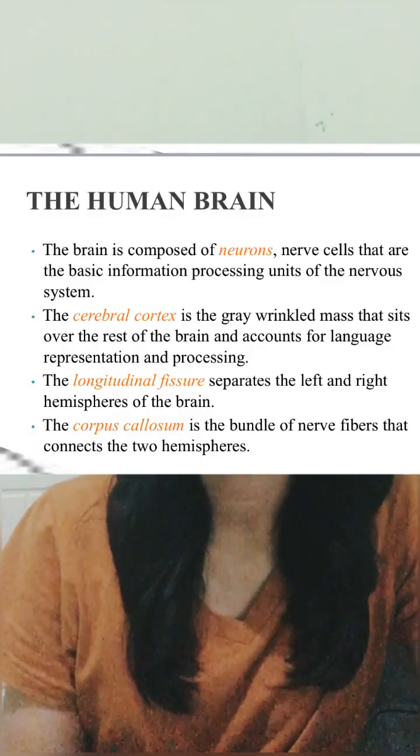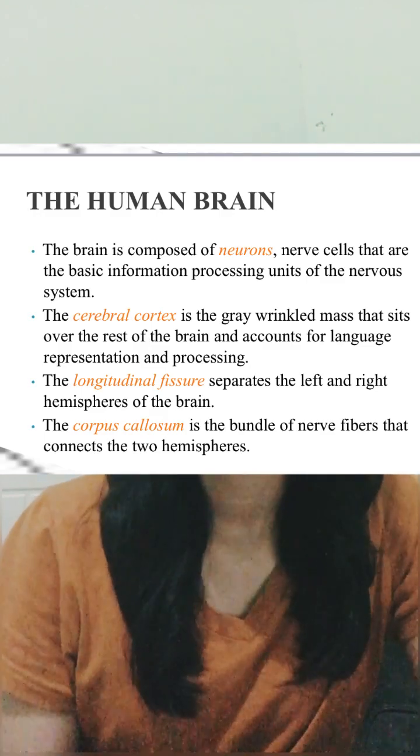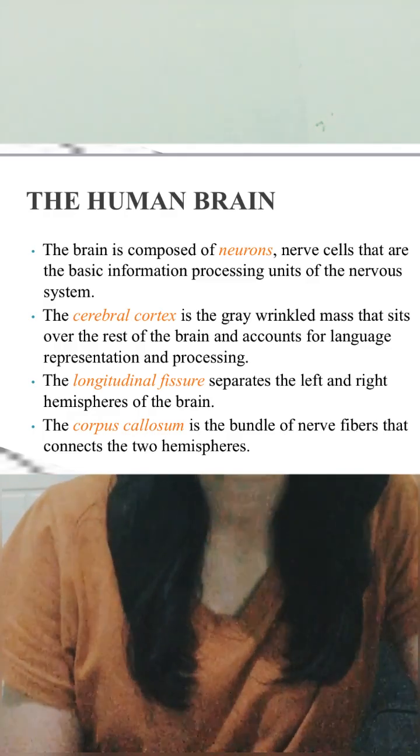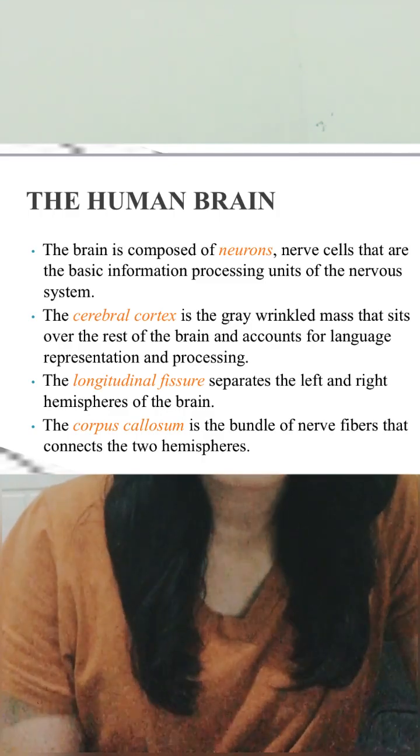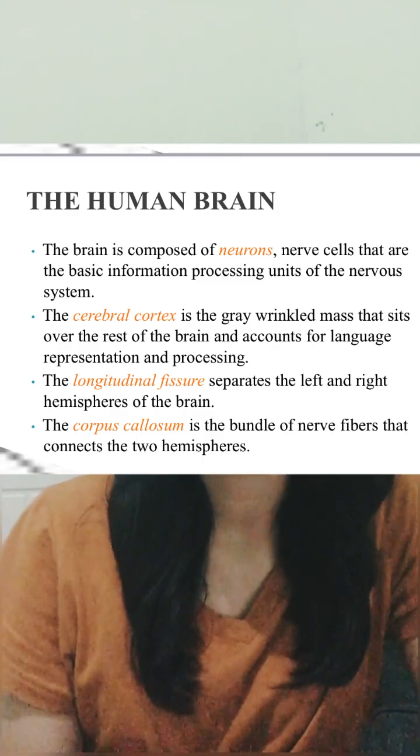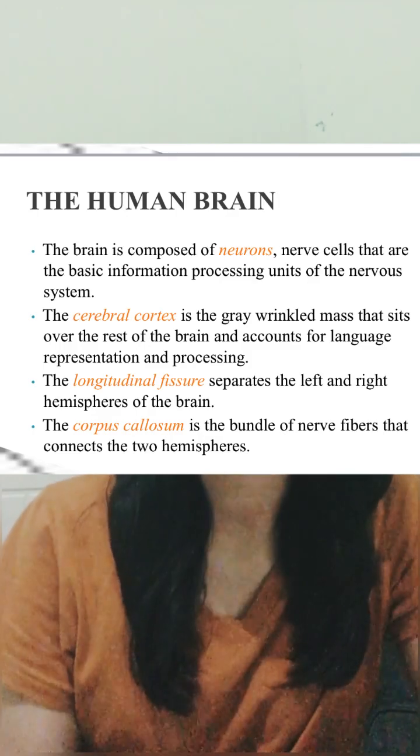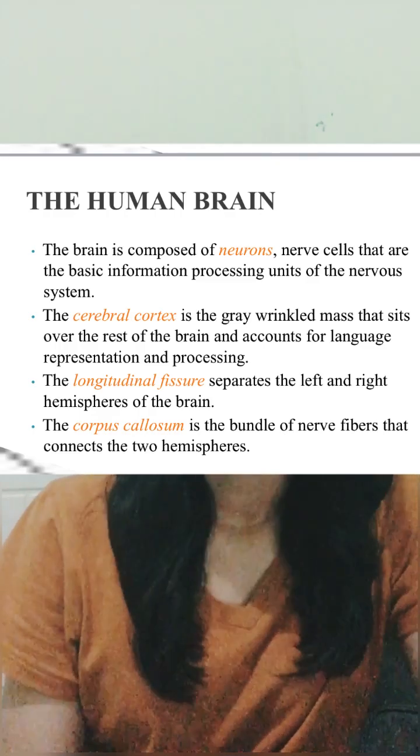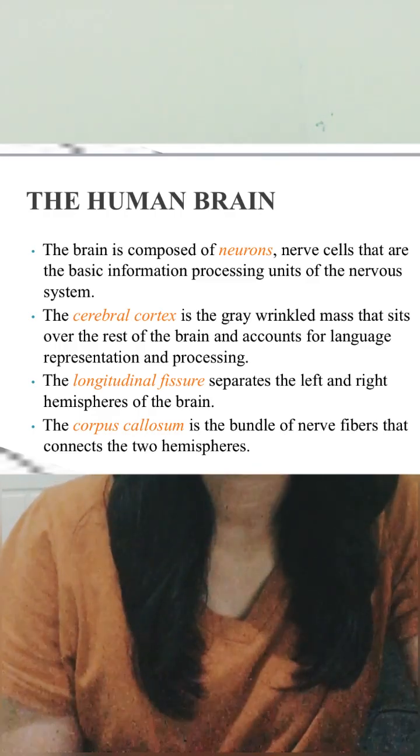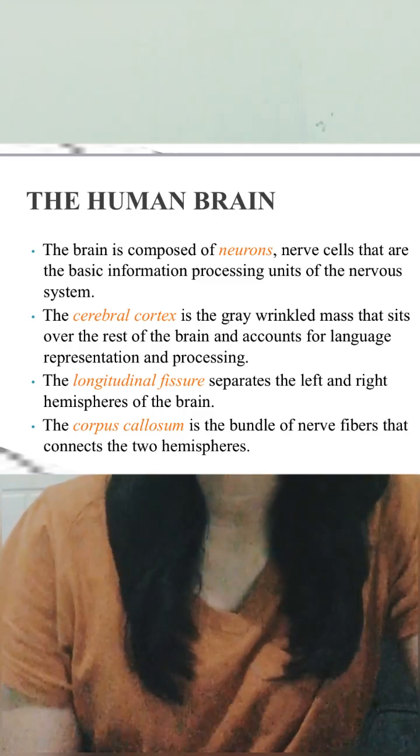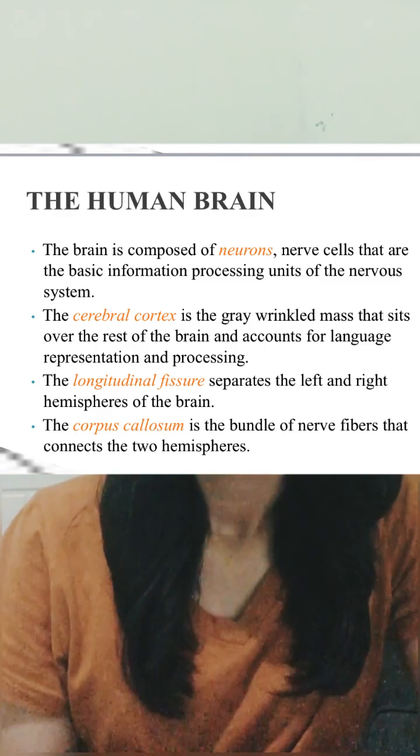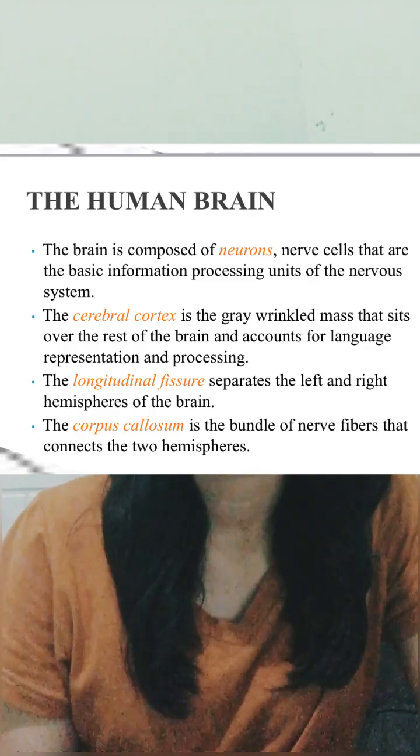So the human brain is composed of neurons, nerve cells that are the basic information processing units of the nervous system. The cerebral cortex is the gray mass that sits over the rest of the brain and accounts for language representation and processing. The longitudinal fissure separates the left and right hemispheres of the brain. The corpus callosum is the bundle of nerve fibers that connects the two hemispheres.